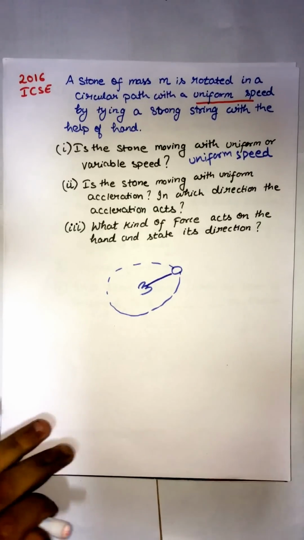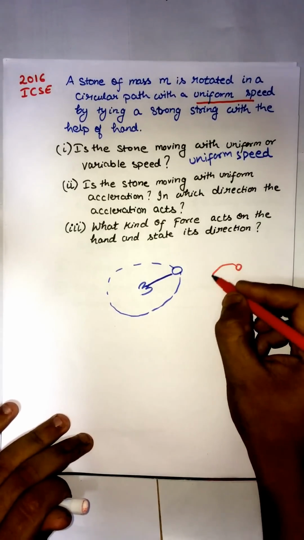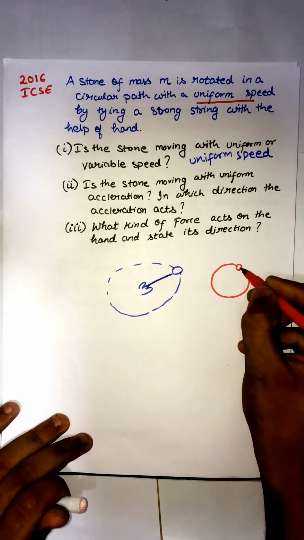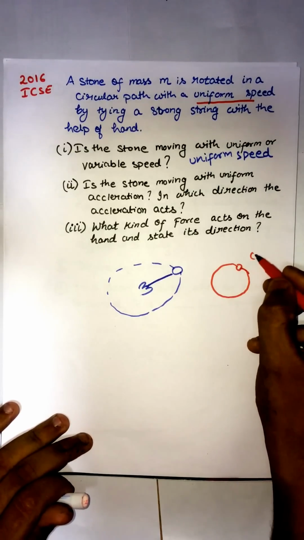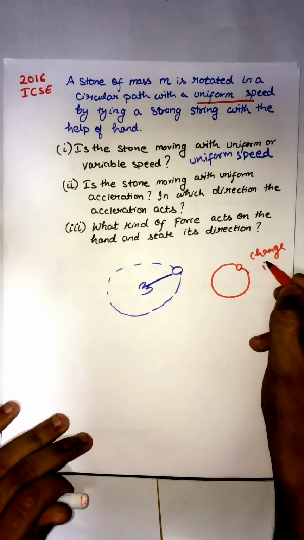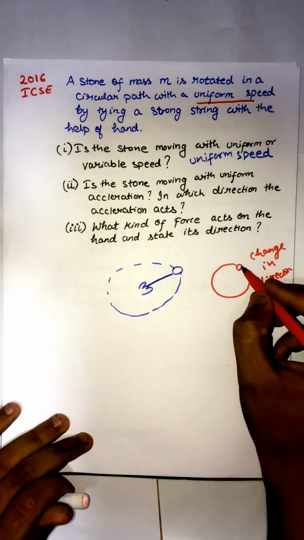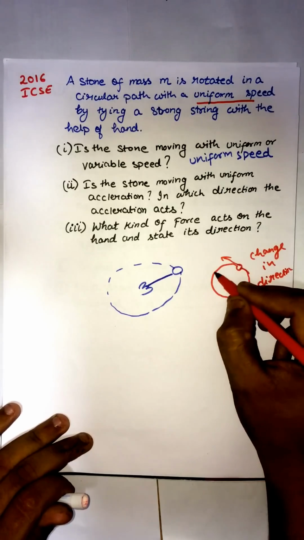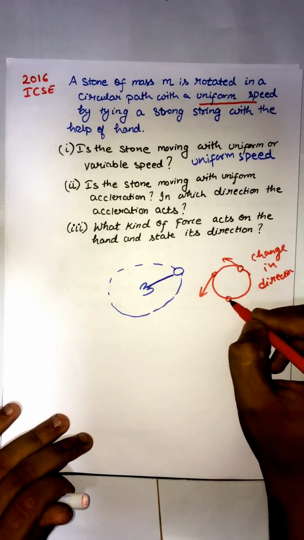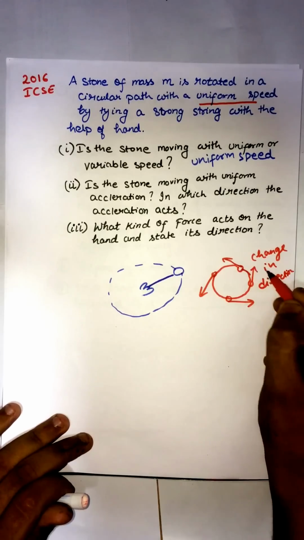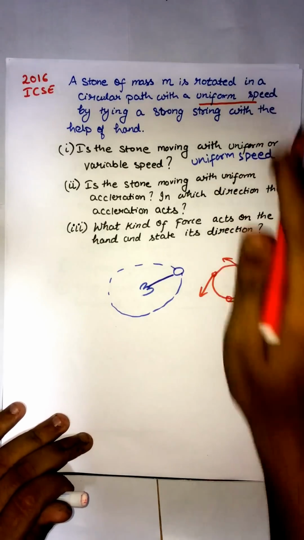Oh, that's a good question. Whenever a body moves in a circular motion, it experiences a change in direction. Yes, the body changes its direction. Suppose here the body is going like this, over here it goes like this, over here it goes like this. So the speed is uniform.